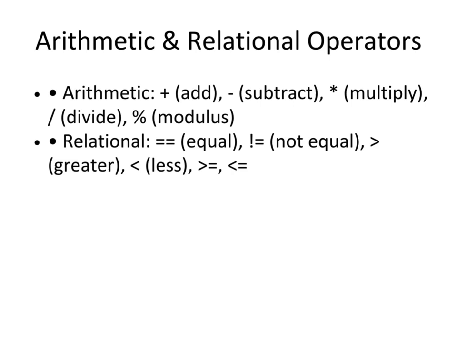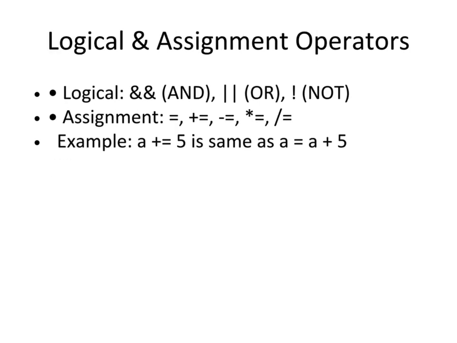Logical and assignment operators. Logical operators are used to combine conditions. For example, and means both must be true, or means at least one must be true. Assignment operators assign values, like equal sign, plus equal, and so on. For example, a plus equals 5 means add 5 to a.